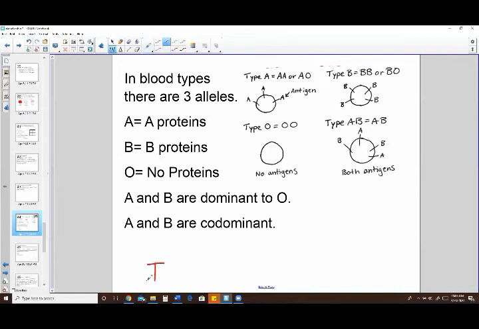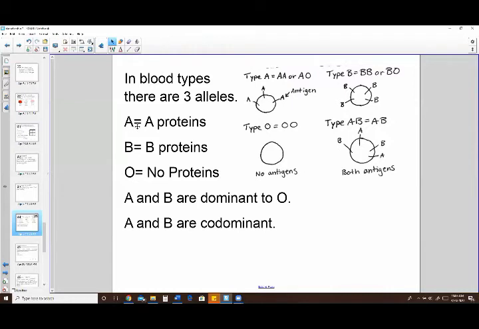You'll see this as well, like IA. To make things a little bit simpler, I'm just saying it's I, B, and O. But if you ever encounter that in another biology class, that's how you traditionally write them. Just to keep things a little simpler for you, I'm using A, B, and O as my alleles.